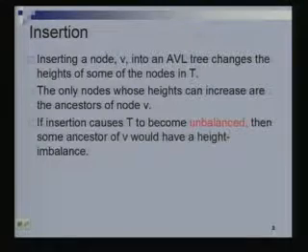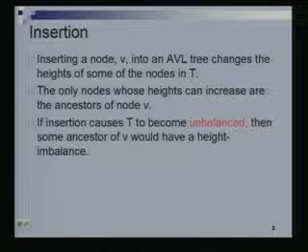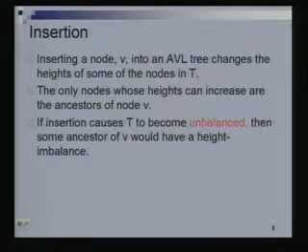So if the insertion caused the tree to become imbalanced or unbalanced, then some ancestor of this node V is the culprit, is the place where one or more ancestors, right, where we have a height balance problem. Height balance problem means it will become height imbalance. So height imbalance means for a left subtree and right subtree, the difference in heights is more than 1.